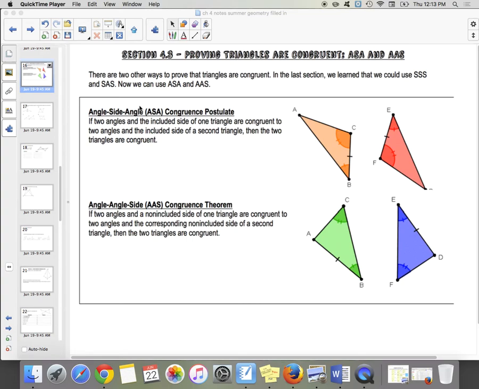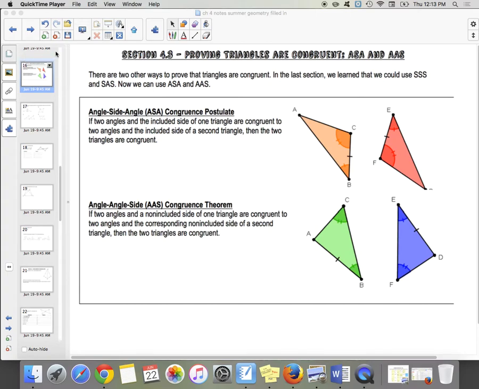4.3 is continuing our conversation of proving triangles are congruent. So in section 4.2, we learned about side, side, side, and side, angle, side. There are two other shortcuts in this section, angle, side, angle, and angle, angle, side, that can also be used to prove that triangles are congruent.